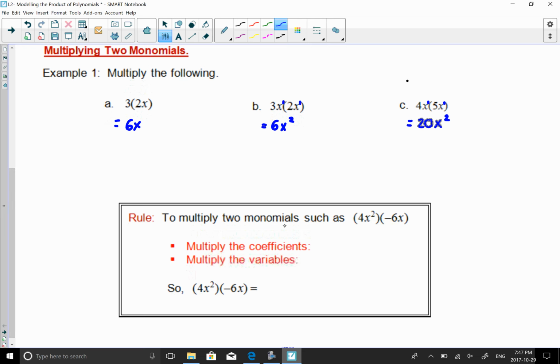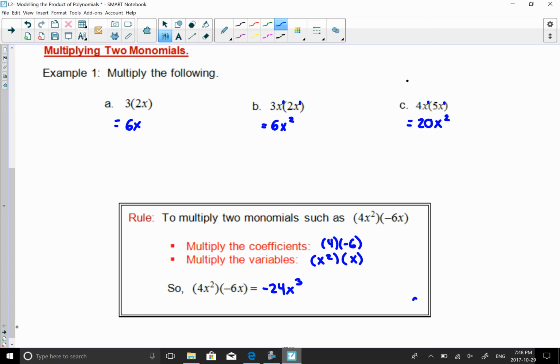To multiply two monomials such as 4x squared and negative 6x, you multiply the coefficients. 4 times negative 6 is negative 24. And you multiply the variables, so x squared and x. When you multiply the variables, x and x, you add the exponents. That's the 2, and that's an imaginary 1. 2 plus 1 becomes 3.